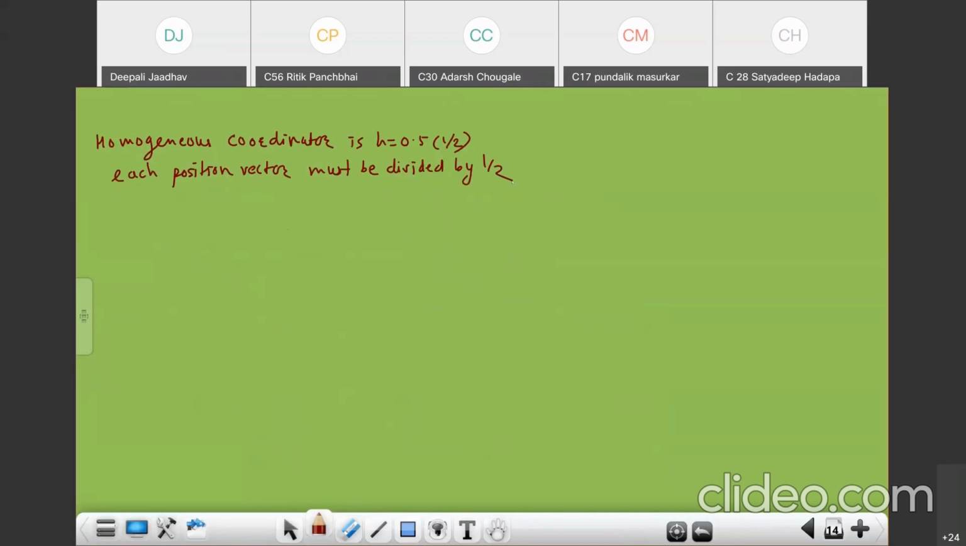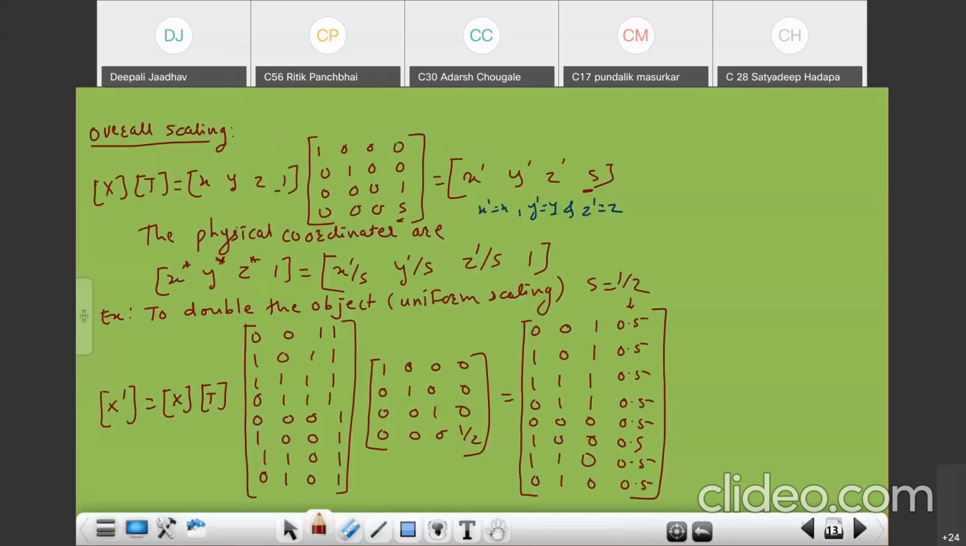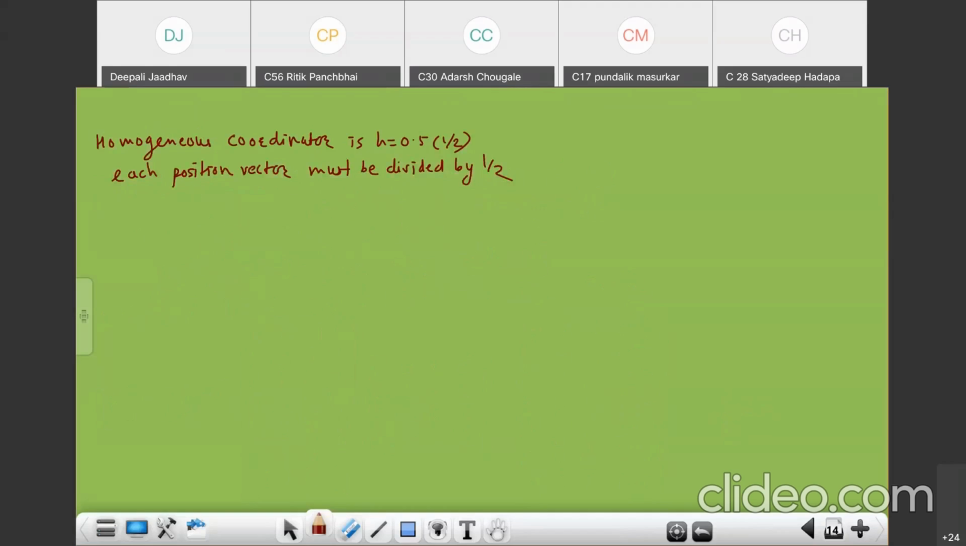1/2. So the previous one, this one, divide it by 1/2 and get the result. Try to find out 0 divided by 1/2, 0. 1 divided by 1/2, it is 2. So wherever it is 1, it becomes 2 automatically. So I write here the final result, that is x star is equal to, and 0.5 divided by 0.5. So all the homogeneous coordinates automatically become 1.